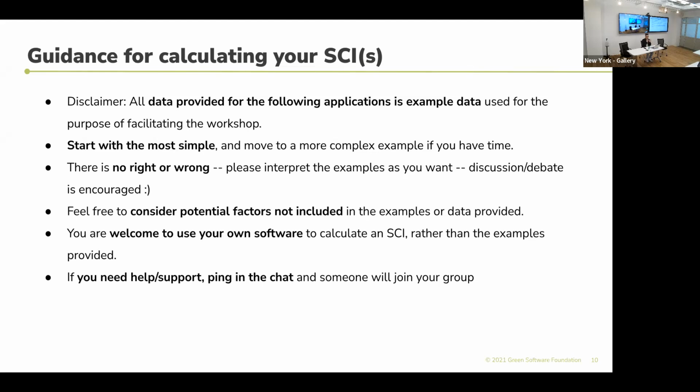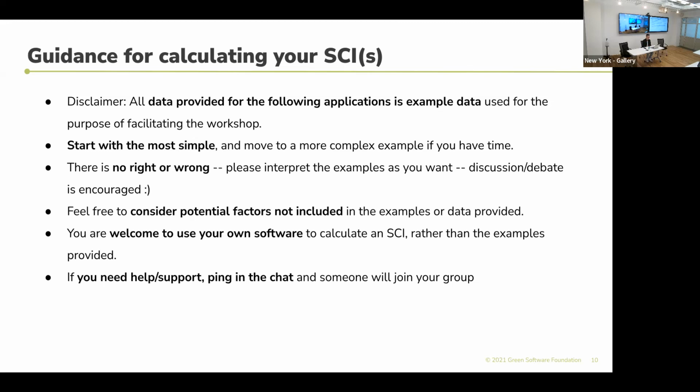what we wanted to do is try to use the data sheets provided in the links and try your best at calculating what that SCI could be, factoring in the elements that we looked at before, and also deciding on what the functional unit, or R, might be in that case. So just a couple of notes on this. All data provided in those data sheets for the example is example data, and it's just used for the purpose of facilitating the workshop. There are actual data sources for some of these things, but we wanted to just keep things simple for everyone.